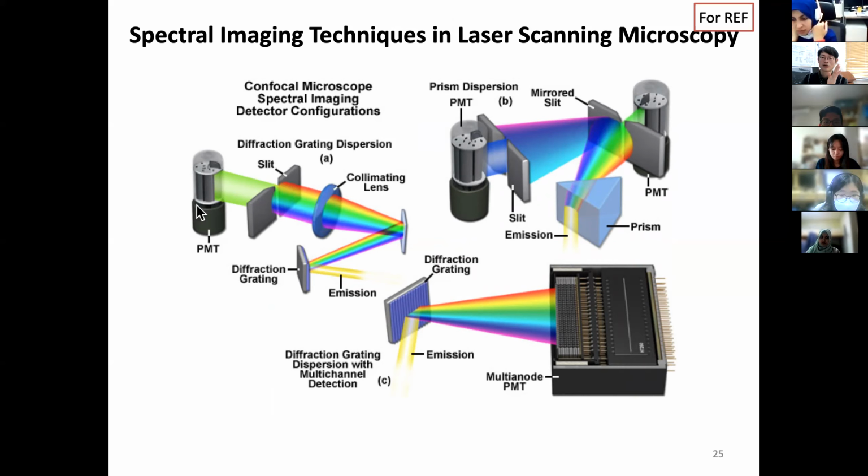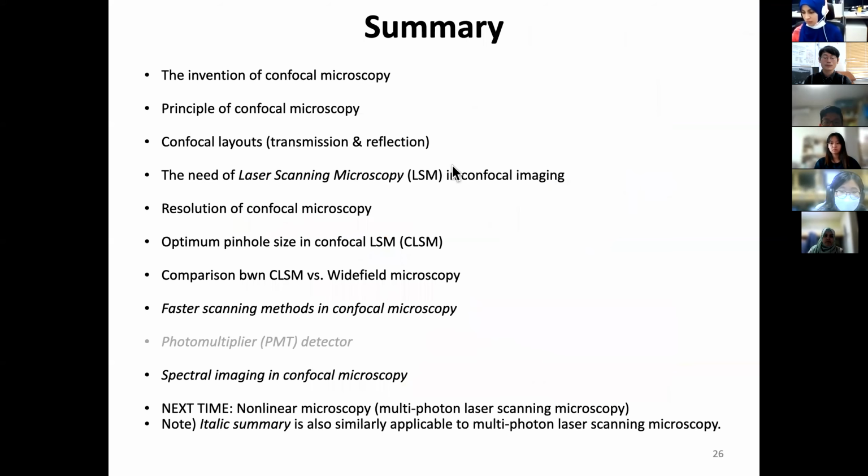That's one way, but there are even better ways: you can have many detectors, each with a different color, and you can create the spectrum right away. But this one is more expensive because you need multiple PMTs, which is called a multi-anode PMT. So it's a more modern technique, but this is definitely very interesting, giving another level of information.